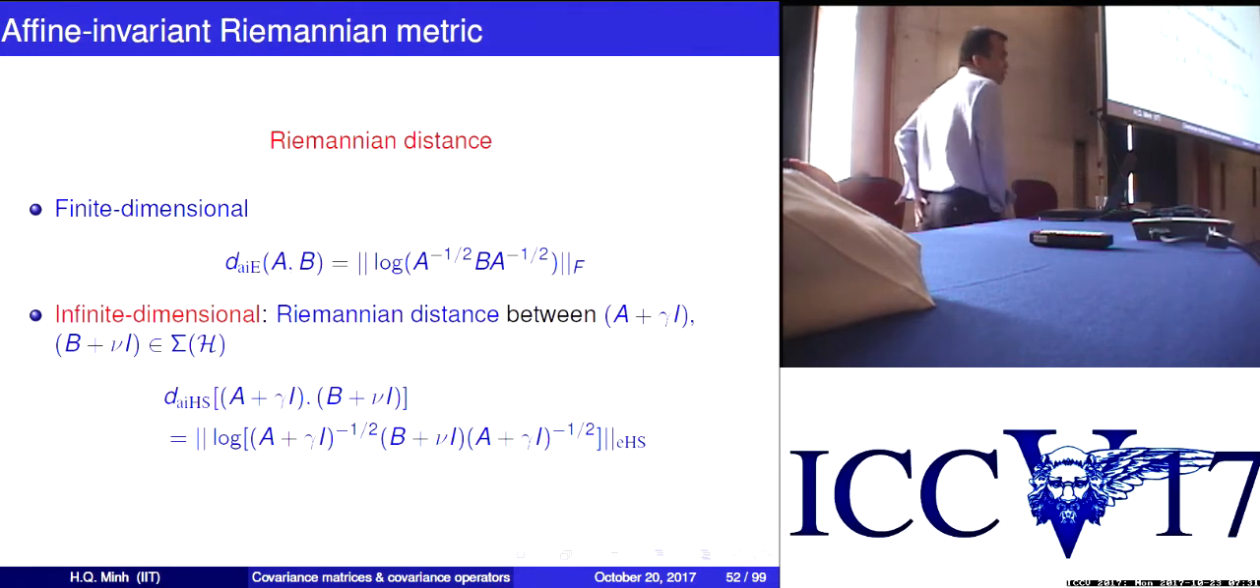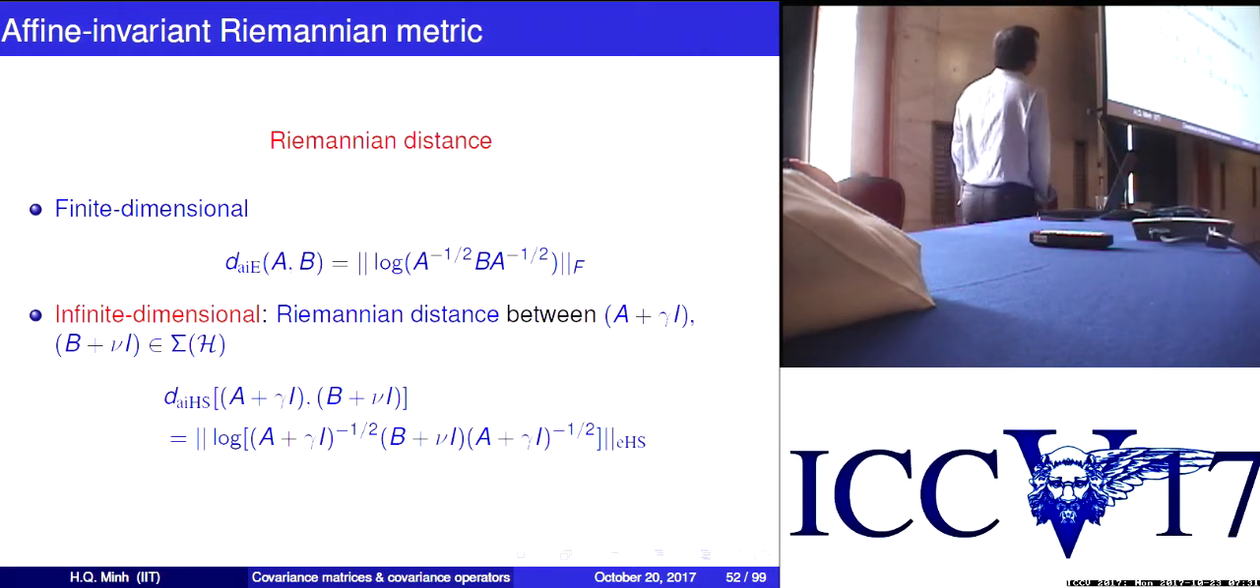And now the Riemannian distance is also pretty much similar. So the Riemannian distance between A plus gamma I and B plus nu I is equal to the norm of log of A plus gamma I inverse half, B plus nu I, A plus gamma I inverse half, with the difference being that it's the extended Hilbert-Schmidt norm instead of just the Frobenius norm.